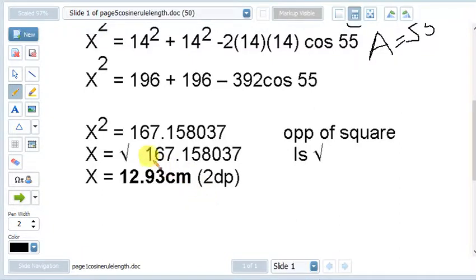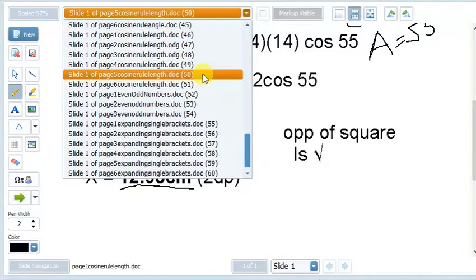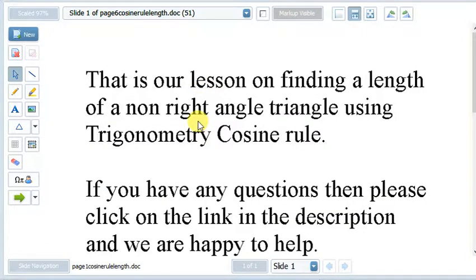Then we simplify. X squared equals 167.158037. So now we've got to get the x by itself, so we circle our squared, bring it over to the other side, and it becomes the square root, because square root is the opposite to squared. And if we work that out on the calculator, it's 12.93 centimetres to 2 decimal places. Okay, well done if you managed to get those two correct. So that is our lesson on finding a length of a non-right angle triangle using trigonometry cosine rule.